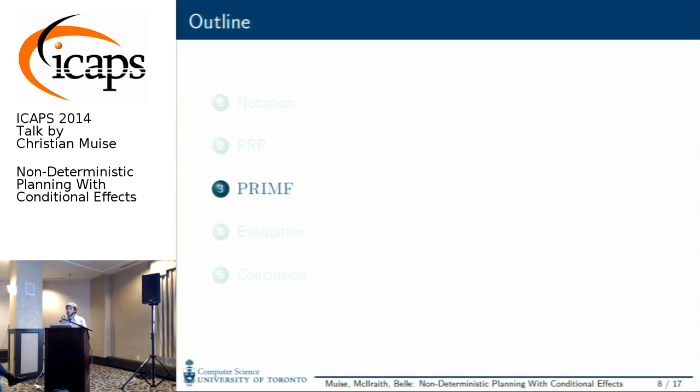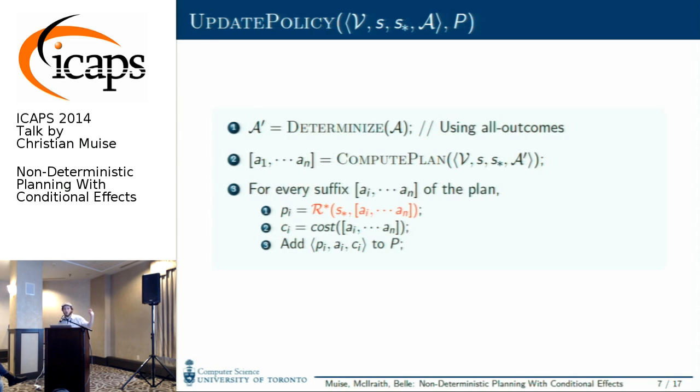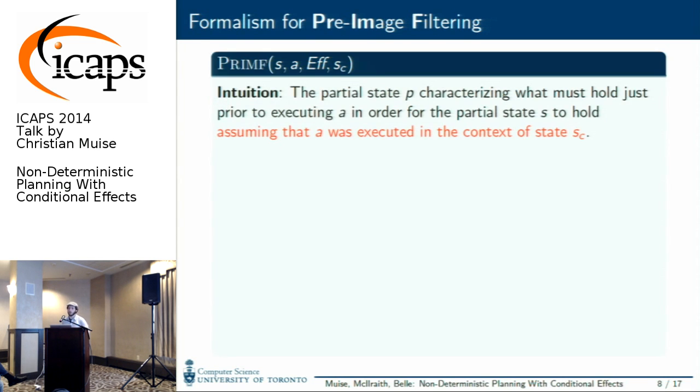So what we end up doing here is substituting this one little step, this regression that we have, to handle conditional effects. We replace it with an approximation. Right? So we call this approximation PRIMF. It stands for pre-image filtering. And the intuition here is that we want to have a partial state, not a set of partial states, but a single partial state that characterizes what must hold just prior to executing the action in order for the partial state afterwards to hold, right?